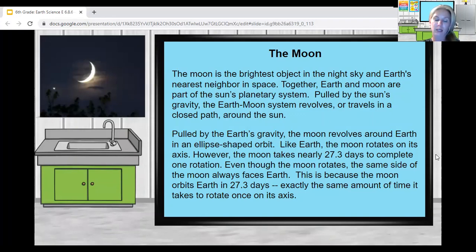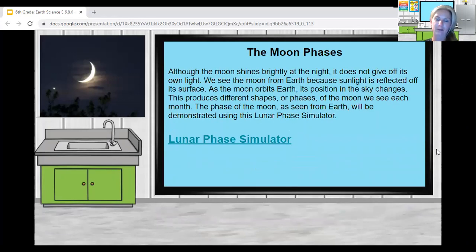Like Earth, the moon rotates on its axis. However, the moon takes nearly 23.7 days to complete one rotation. Even though the moon rotates, the same side of the moon always faces the Earth. This is because the moon orbits Earth in 27.3 days, exactly the same amount of time it takes for it to rotate on its axis. That's why we only see one side of it.